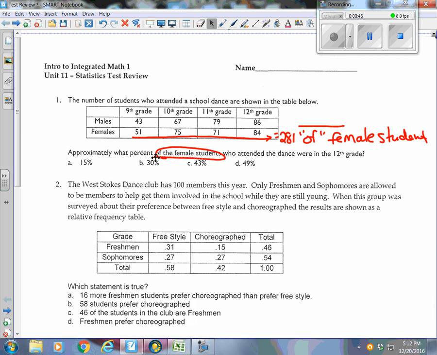Then it says, what percent of the female students who attended the dance were in the 12th grade? So I need the 12th grade female students. 12th grade's here, and I'm looking at 84. So it's going to be 84 12th grade females, and the of part is going to be 281 because those are all of the female students in the whole school. So we're talking about a part divided by the whole. 84 divided by 281 on your calculator.